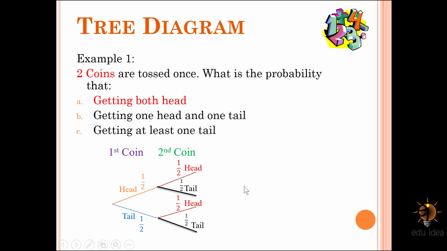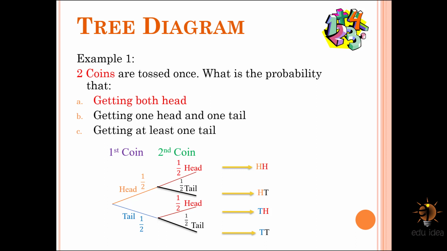So we have this tree diagram in order to know, if we toss these two coins, what is the probability of getting head head, head tail, tail head, or tail tail. Okay, so the first one is head head. Notice the branch, the line, and then the second one is head tail, the next one is tail head, and the last one is tail tail.